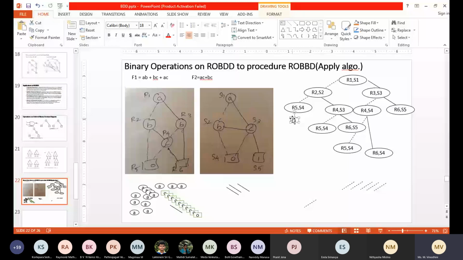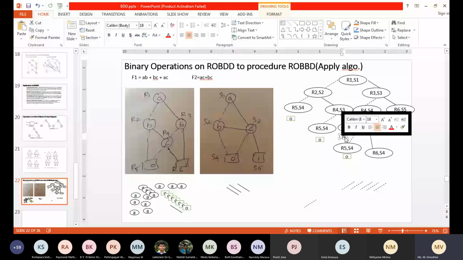Okay. Next, for R5, S4, now I'm going to perform only the OR operation, plus. So first let us do only for plus. Tell me, R5, R4, S4, 0. Next, R5, this is also the same as that. It's the same, 0. How about R6, S5? R6 is 1, S5 is 1. 1 plus 1, the value will be 1. So inside this, it is 1.